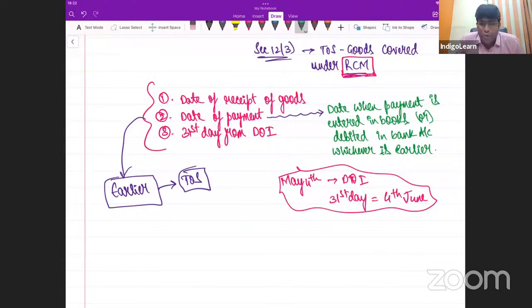So which section is all this? 12.3. Time of supply for goods covered under RCM. What is the answer? Earliest of the following 3 dates. Number 1, date of receipt of goods. Number 2, date of payment. Number 3, 31st day from date of invoice. These 3 dates, whichever is earlier, becomes my time of supply. And what is the meaning of date of payment? The date when payment is entered in the books, or the date when payment is debited in the bank, whichever is earlier.